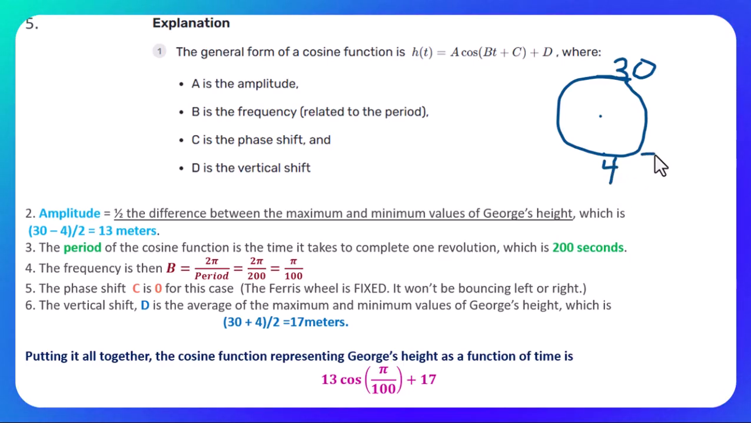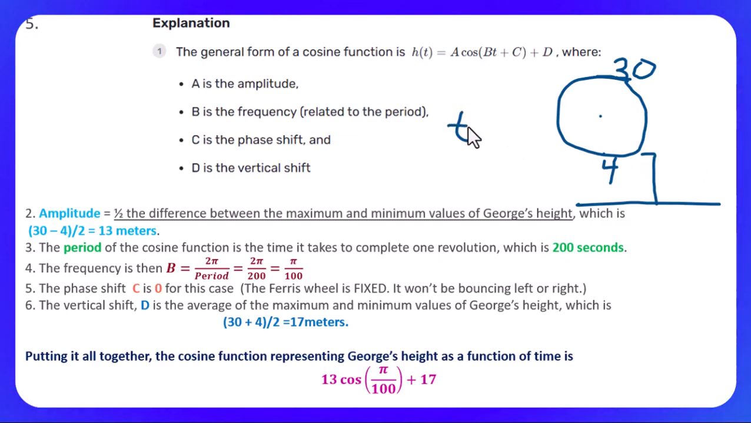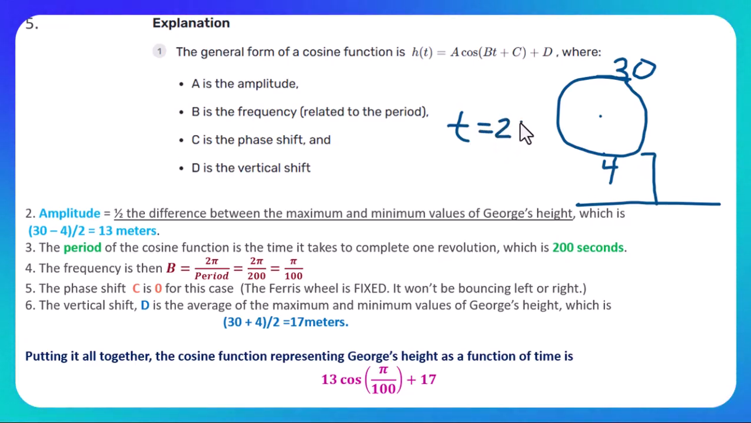All right, if it takes 200 seconds, so time is 200, to make one complete rotation, which cosine function represents its height, h of t, from the ground as a function of time?